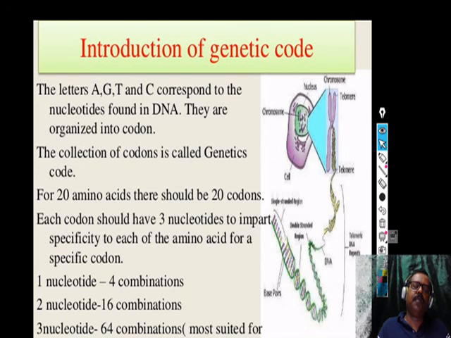Now the genetic code, as we have mentioned, is formed by nitrogenous bases. There are 4 different types of nitrogenous bases: adenine, guanine, cytosine and thymine. Here you can see the bases.